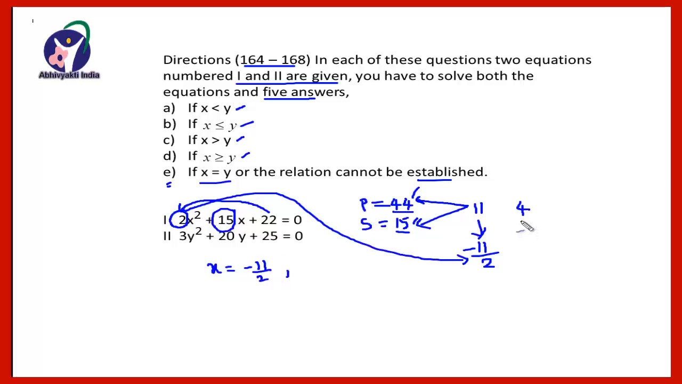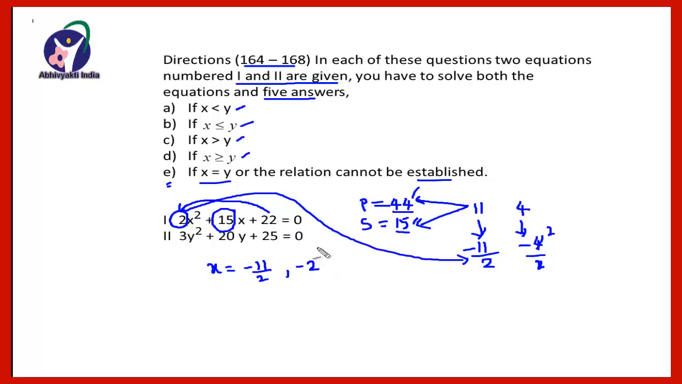Now the same way for the second number. Change the sign. It will be minus 4 divided by 2. So 2 1s are 2, 2 2s are 4. So the value of x will be minus 2.